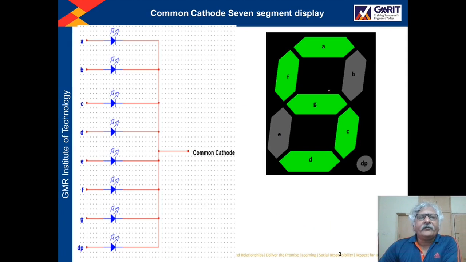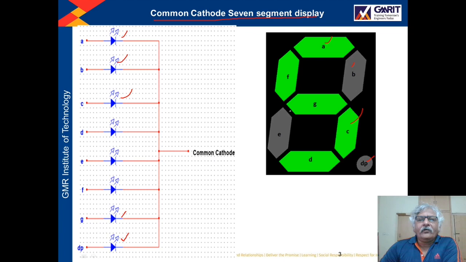Okay, so this is one example of a common cathode 7 segment display. See this, for segment A there is one LED, for segment B there is another LED, for segment C there is another LED. Like this, there are LEDs up to segment G, and there is one LED for the dot, this point.